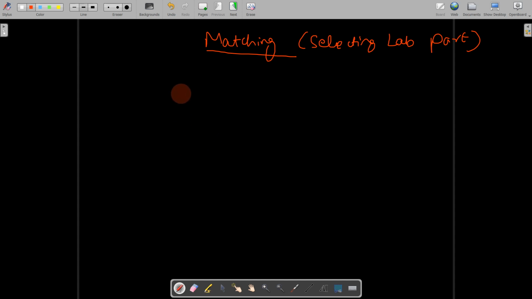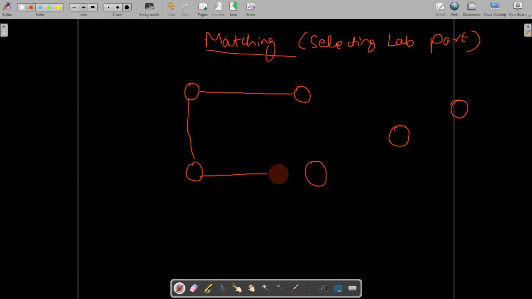So, let us make a graph. The teacher has a graph where the nodes represent the students, and if two students are willing or compatible to be lab partners, then we join them with an edge. So these students are willing to be partners with the students they have edges with. So A, B, C, D, E and F.